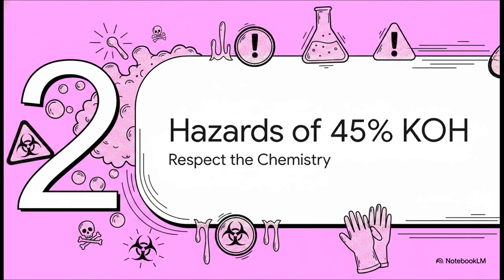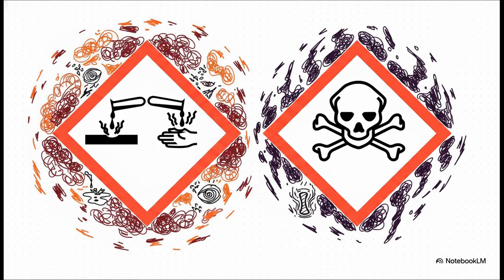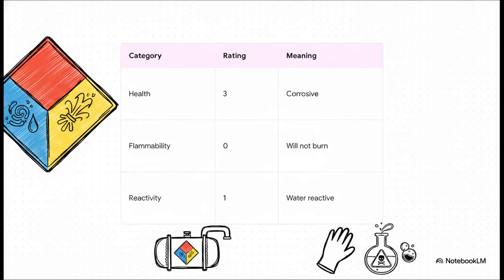Section 2, hazards of 45% KOH. The safety data sheet features two very distinct warning pictograms you need to know. First, the corrosive symbol. This is a Category 1 skin and eye corrosive. It doesn't just irritate, it causes severe burns and can cause permanent eye damage, including blindness. No joke. Then the skull and crossbones. This marks it as a Category 3 oral toxin. That means it is highly toxic if swallowed, potentially causing severe burns to the mucous membranes all the way down your digestive tract.